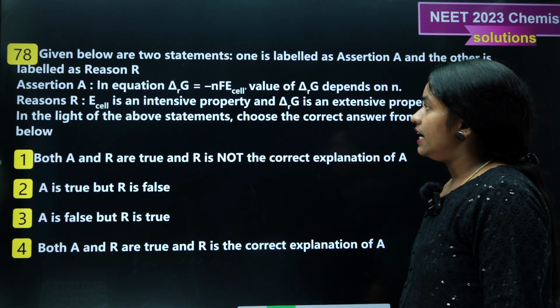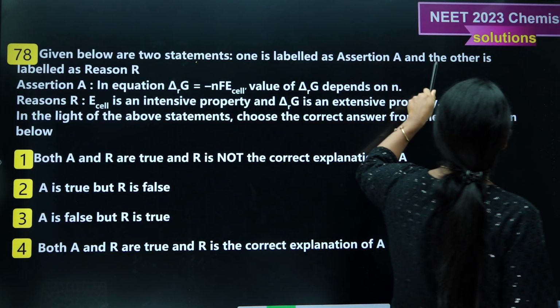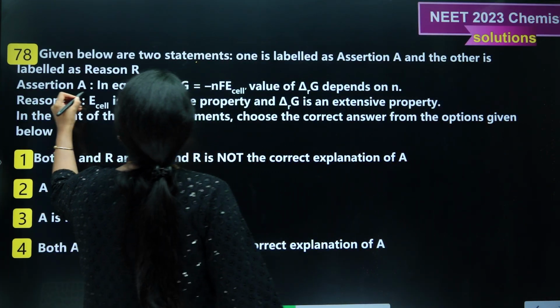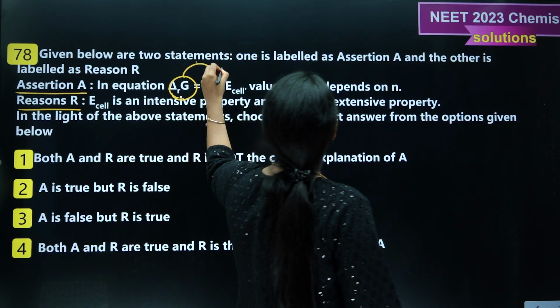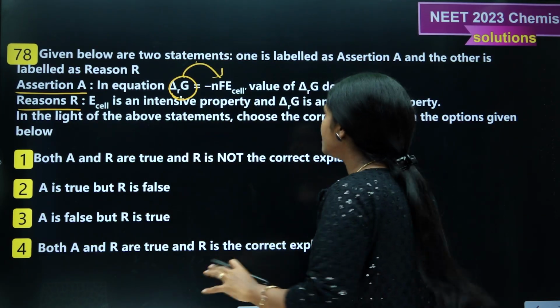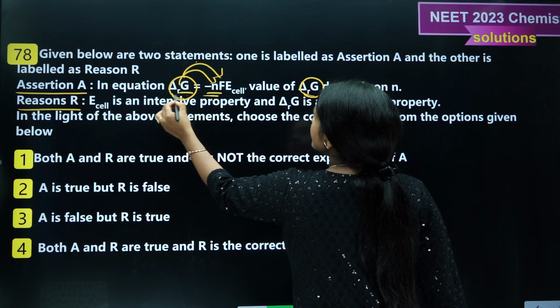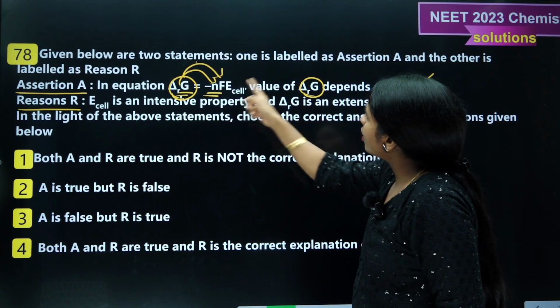Question number 78. Given below are the two statements. One is labeled as assertion A and the other one is labeled as reason R. See here, assertion, reason, which is correct. Delta G is equal to minus nFE cell. Yes, correct statement. The value of delta G depends upon n. Yes, the change in Gibbs energy depends upon the n value.